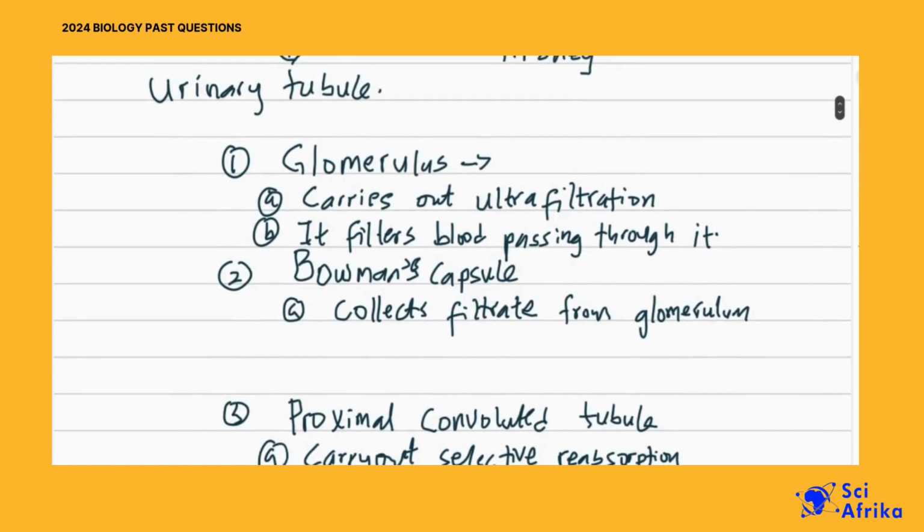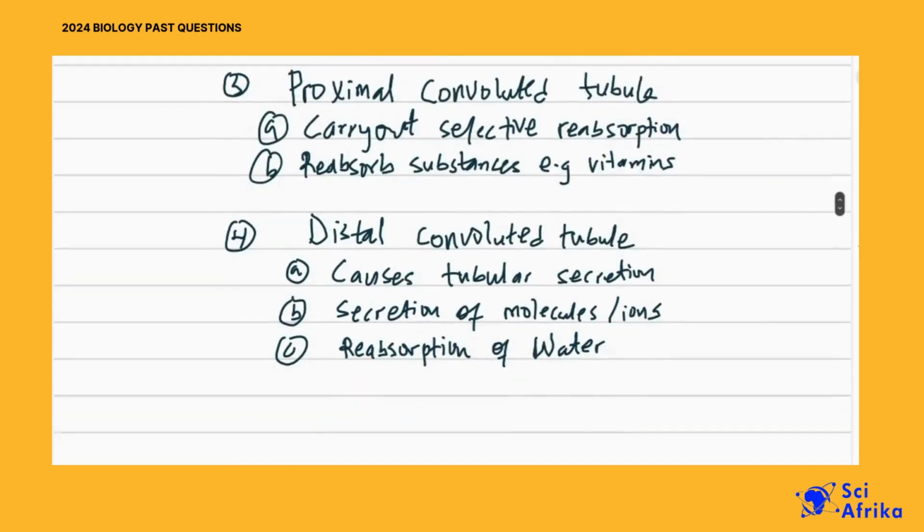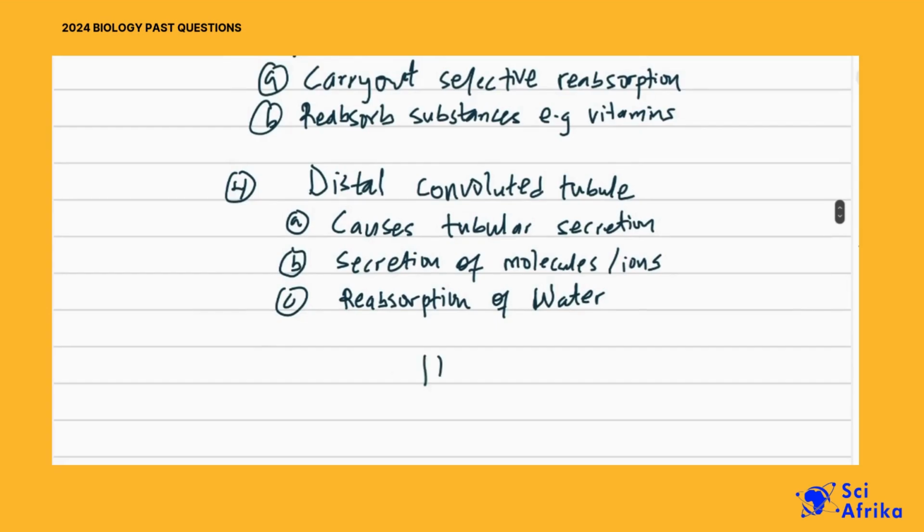Like I said, the nephron is a functional part of the kidney. It has some parts like the glomerulus, the proximal convoluted tubule, the distal convoluted tubule, and it also has the Henle's loop. Some people call it the loop of Henle. That's another part of the urinary tubule. So these are the parts we have for now.